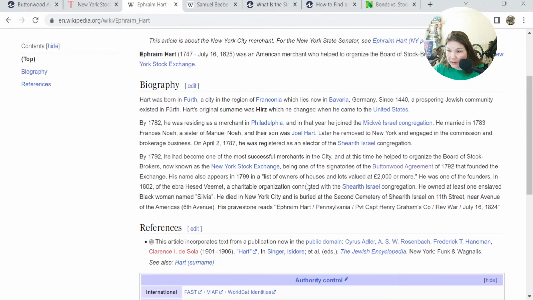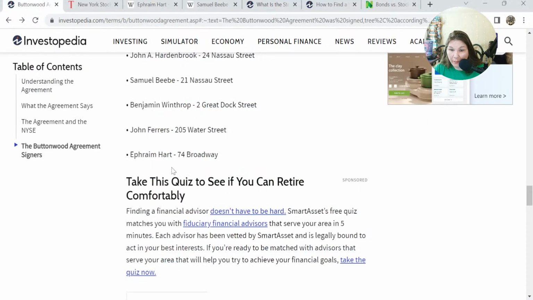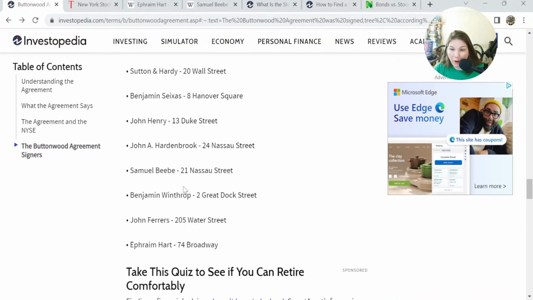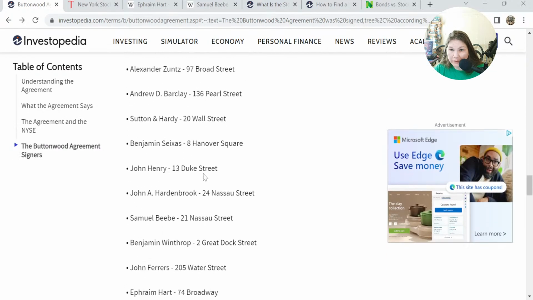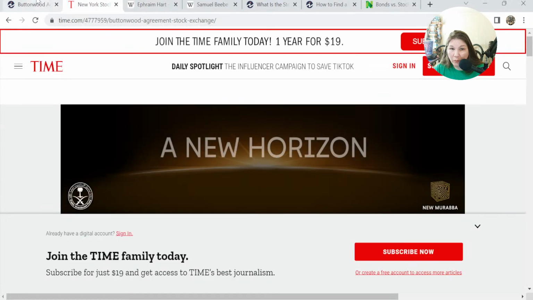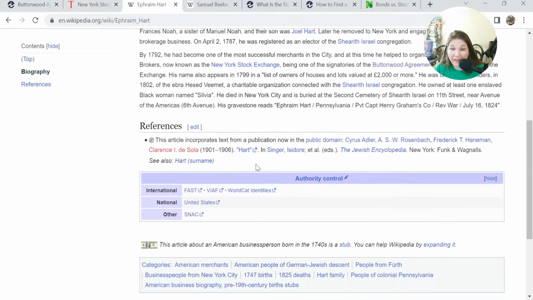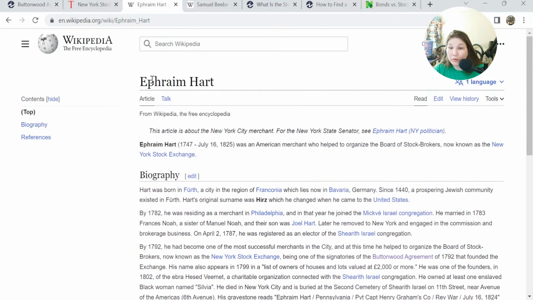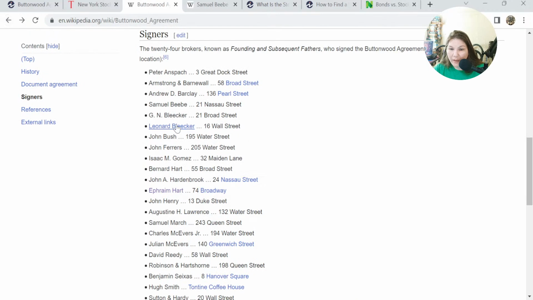And so he was on a list in 1799 of owners of houses and lots valued at $2,000 or more. So all of these people on the Buttonwood Agreement, they were on that same list. So all of these people owned property and houses of at least $2,000 and more. And that's why they were signing this agreement, because they owned property, they owned stock and mutuals and bonds, and they didn't want to lose out. So they made this deal.